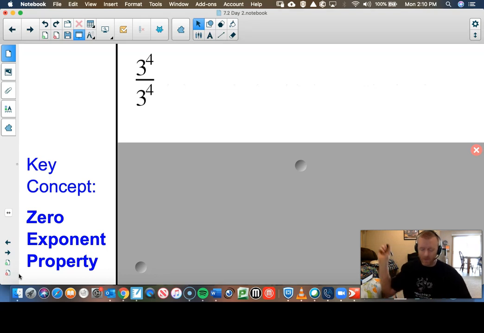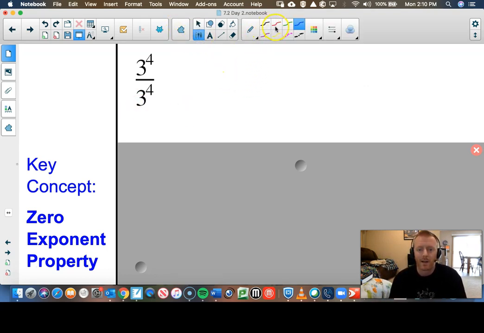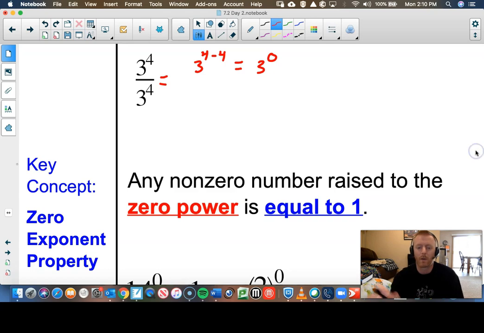So here's how we roll with things. On the land of division, like we talked about on the last lesson, we are just using the subtraction property. Now, sometimes when we subtract the 3 to the 4th divided by 3 to the 4th, that means 3 to the 4 minus 4. That equals 3 to the 0 power. Now, there's a very special rule that happens when we talk about something to the 0 power.